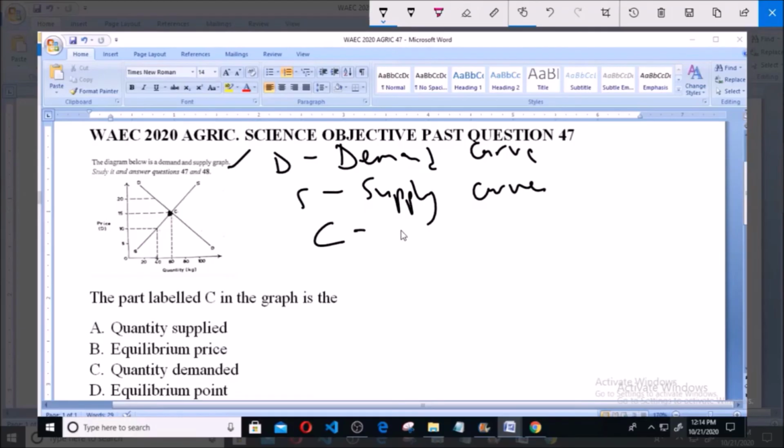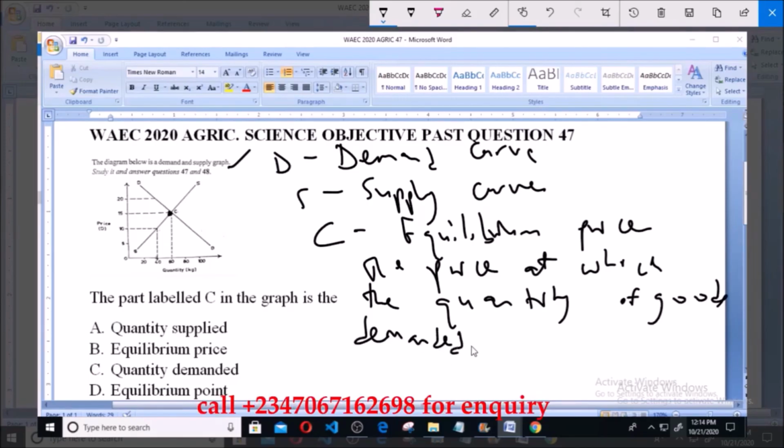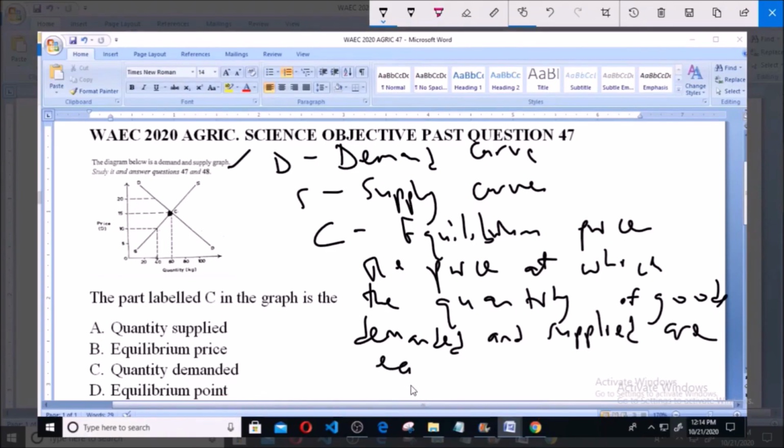and the part labeled C, where the demand and supply curves meet, where they intersect, is known as the equilibrium price. Okay, and the equilibrium price is the price at which the quantity of goods demanded and supplied are equal. So that is the equilibrium price labeled C. So C is equilibrium price, and equilibrium price is option B. So option B is the correct answer to this question.